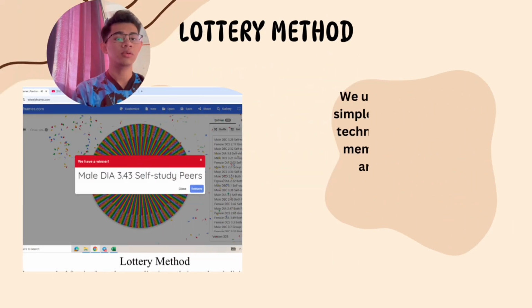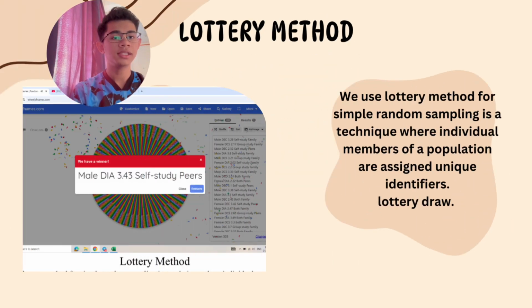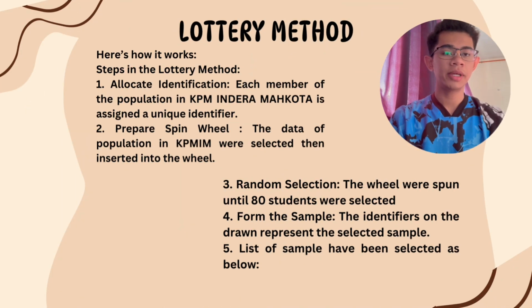The method that we use for this simple random sampling is the lottery method. What is the lottery method? The lottery method is a simple random sampling technique where individual members of a population are assigned unique identifiers for a lottery draw. Next, how the lottery method works.